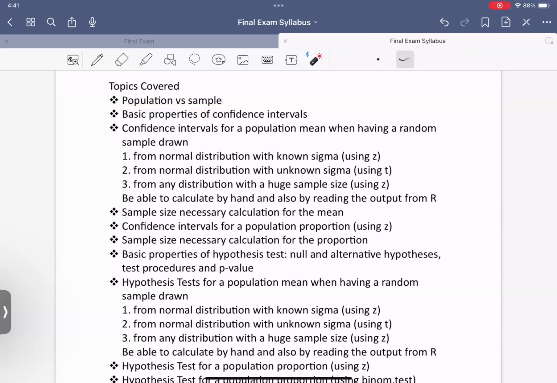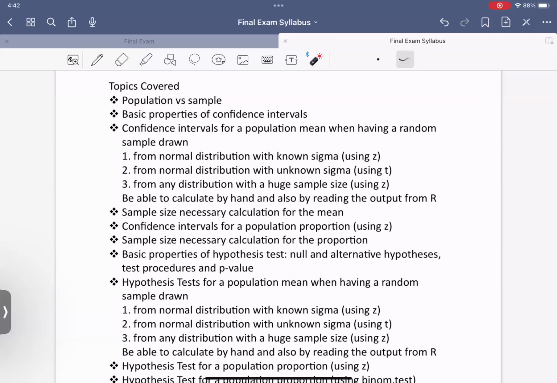Well, for now, you should be able to tell the difference between the population and sample, right? Okay, next one, basic properties of confidence interval. You should know what it means when I say lower bound of the confidence interval, upper bound of the confidence interval, or the margin of error or the standard error. What does it mean by saying the standard error of X bar, for example? You should know the components of the confidence intervals.